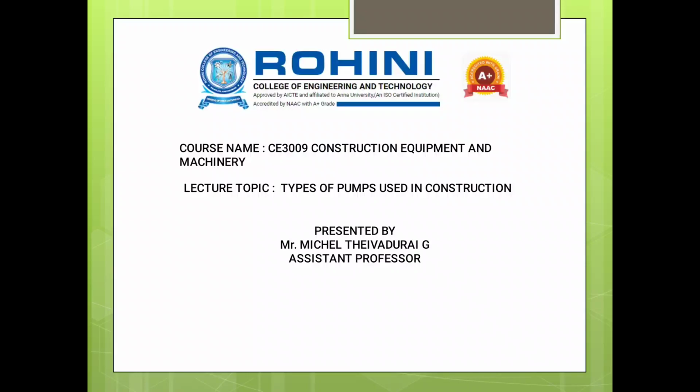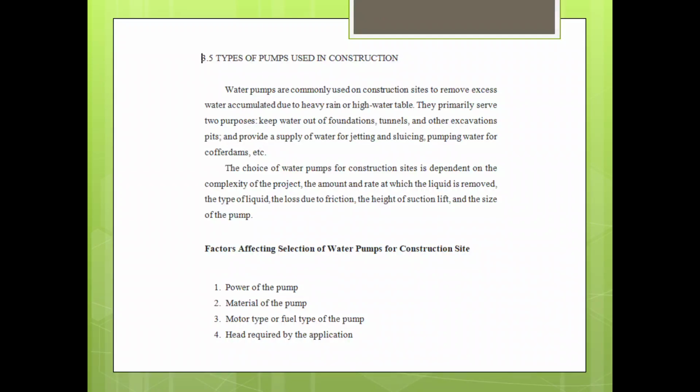Today we will see the topic: types of pumps used in construction. Water pumps are commonly used on construction sites to remove excess water accumulated due to heavy rain or a high water table. The choice of water pumps for construction sites depends on the complexity of the project, and the amount and rate at which the liquid is removed.